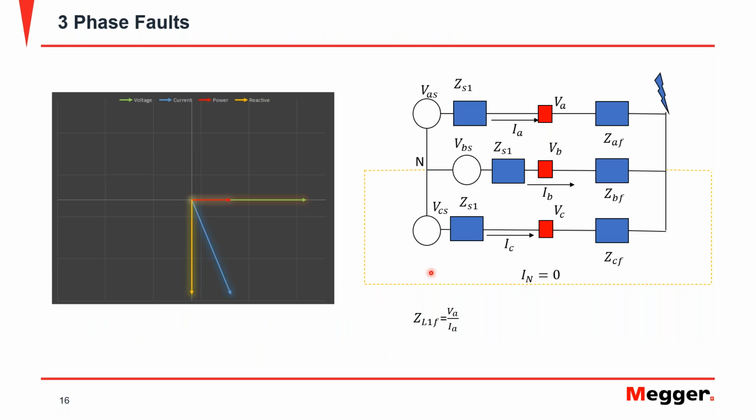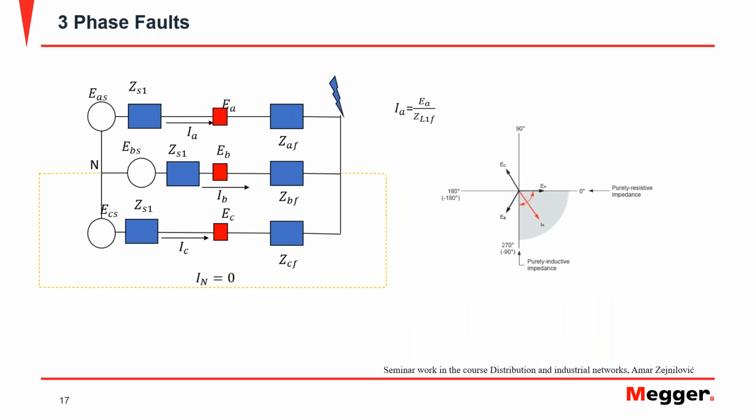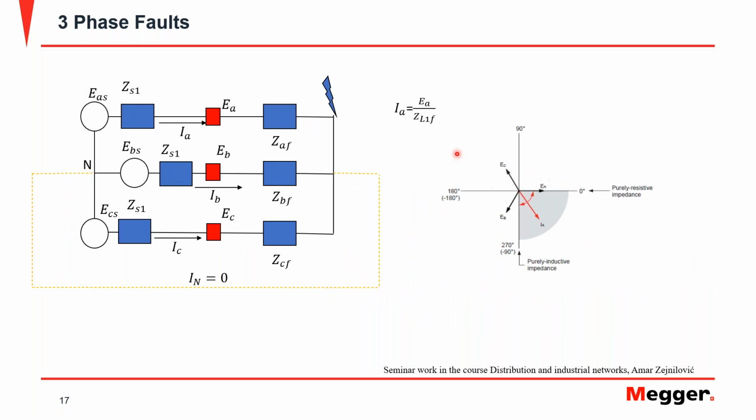For example, here I have, and always remember that the measurement point that I have is always here in these squares, and for the purposes of these few slides, I have represented in red only the phases where there is a fault. So in this case, we have a three-phase fault, and the current that is circulating, let's say the phase A current, is going to be equal to the voltage here divided by the impedance to the point of the fault.